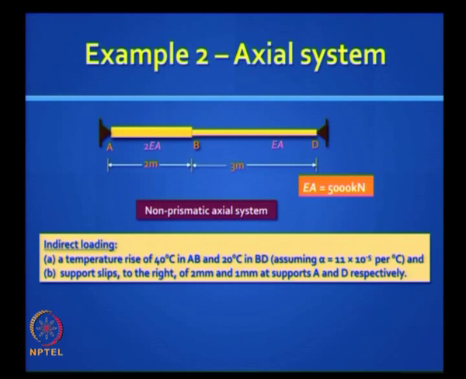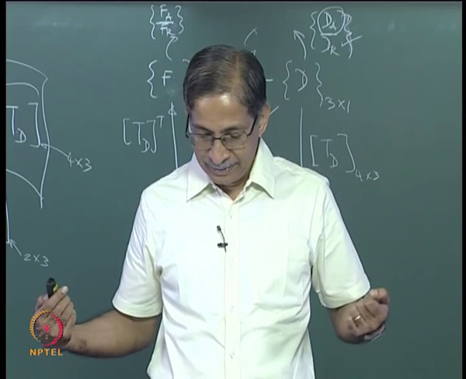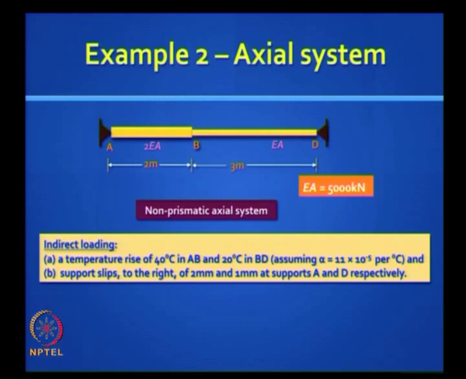What do you think will happen to those 2 members because of this rise in temperature? They will both go into compression because they are not allowed to expand. On top of that, let us throw in some support movements. So you got support slips to the right of 2 mm and 1 mm at A and D.